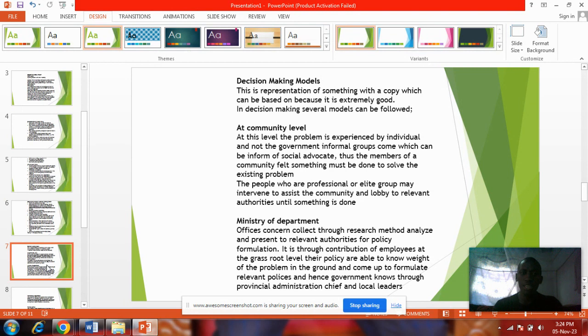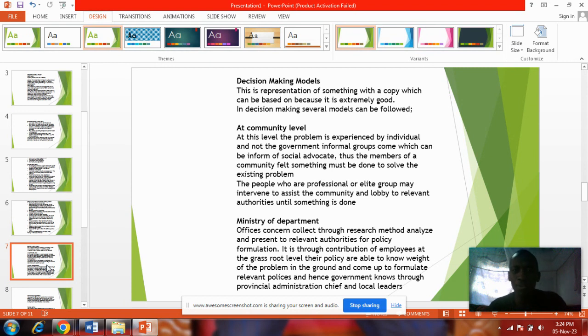Then you have decision making models. This is the representation of something with a copy, which can be based on an external good. In decision making, several models can be followed. Number one, at community level. What do we have at community level?